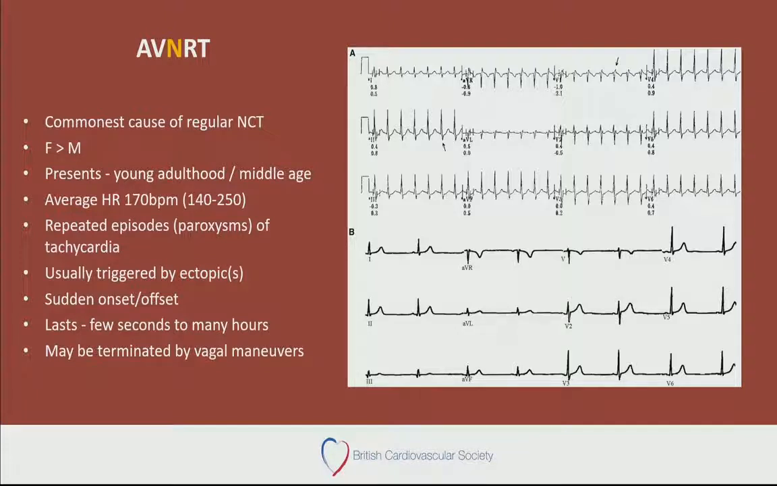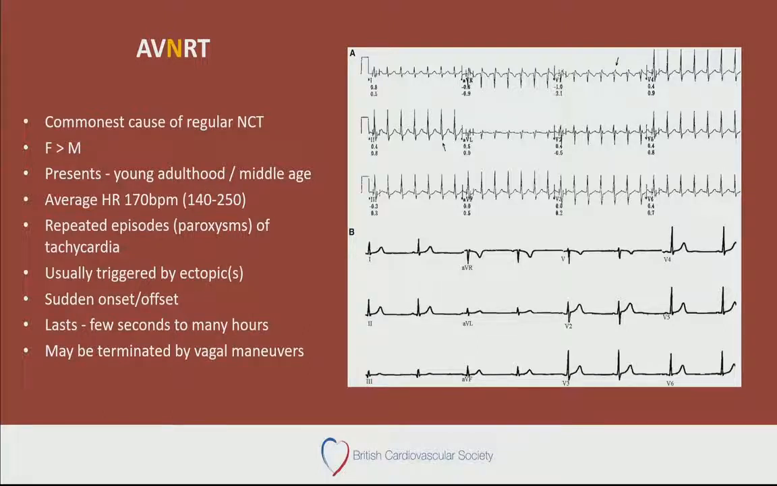The key from the history often is that they are sudden onset and offset, and patients may say that sometimes it can stop if they cough or if they breath hold, if they lie down. It can last seconds to sometimes several hours, and patients do sometimes feel very, very unnerved and frightened by these symptoms. So it's important to be able to recognize and treat appropriately. And we know that often these can be terminated by vagal maneuvers, which has become increasingly prominent in the guidelines.